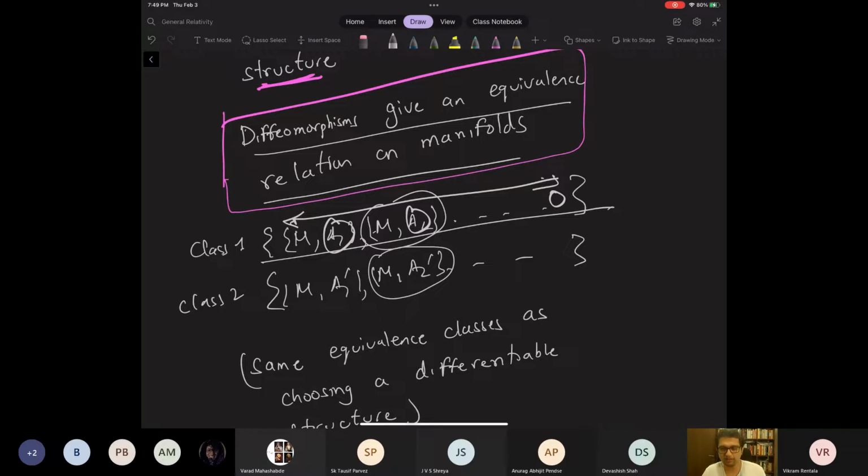All these manifolds are diffeomorphic to each other, which means that you can choose any of these coordinate systems, and you can smoothly transition from choosing one coordinate system to switching to another coordinate system. That is, these manifolds are diffeomorphic to each other. So this idea of splitting things into classes based on their differentiable structure is equivalent to choosing manifolds which are diffeomorphic to each other.